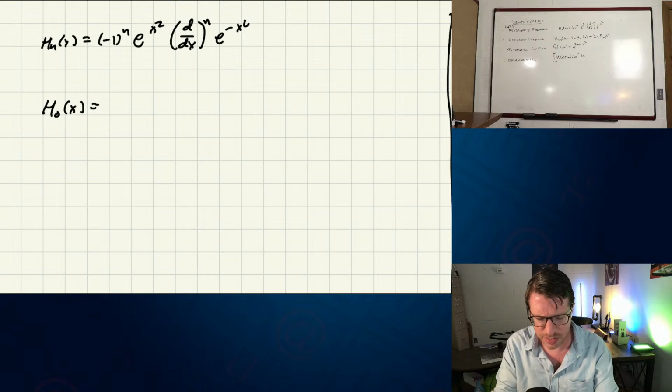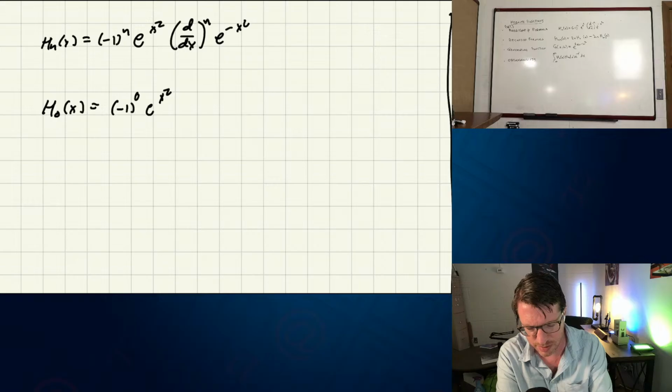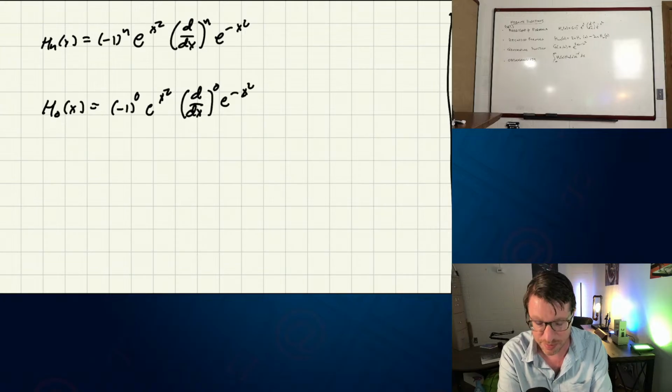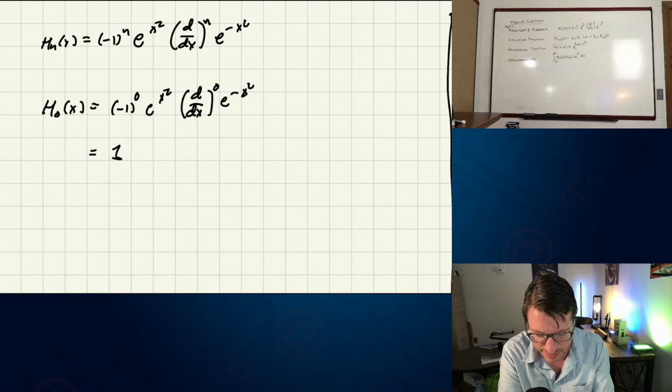If we take a look at the 0th term, well, that's not too bad. It's -1 to the 0 times e to the x squared times the derivative of order 0, so we're not actually taking a derivative, times e to the minus x squared, so the Gaussian. When you put this all together, boom, this just gives you 1, because e to the x squared cancels e to the minus x squared, and that's nice and easy.